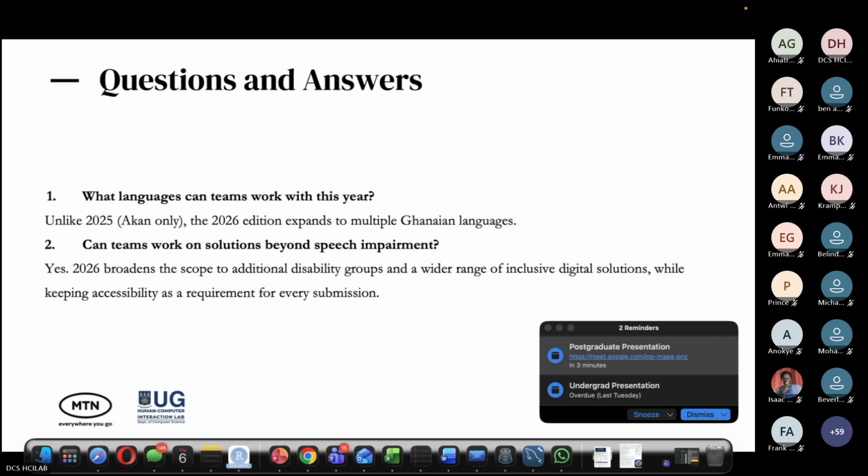I couldn't join early, so I don't know if my question has been answered or not. But I want to ask if it's mandatory for a disabled person to be part of the team. It is expected for a disabled person to be part of your team. Thank you very much. Okay.